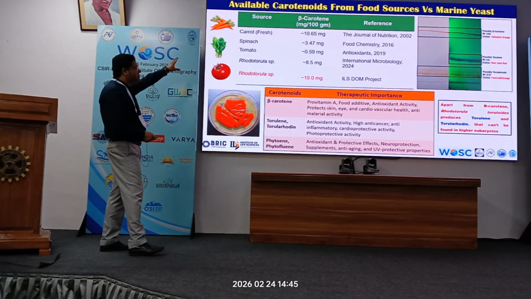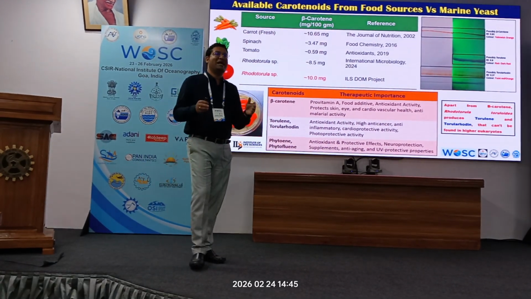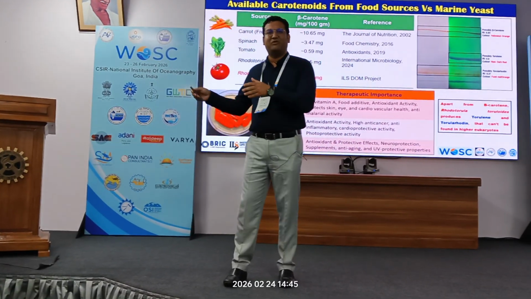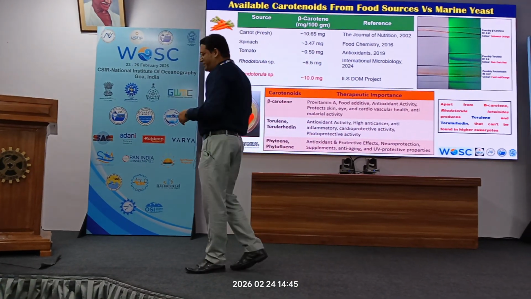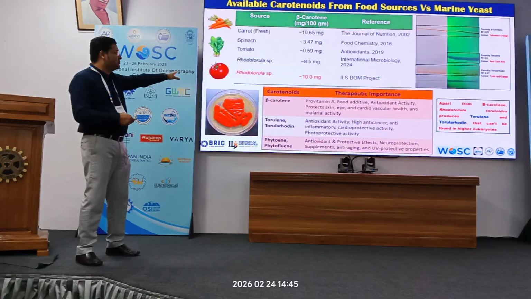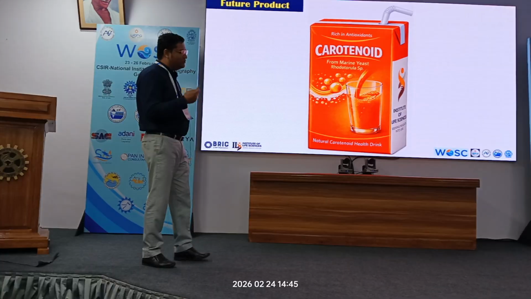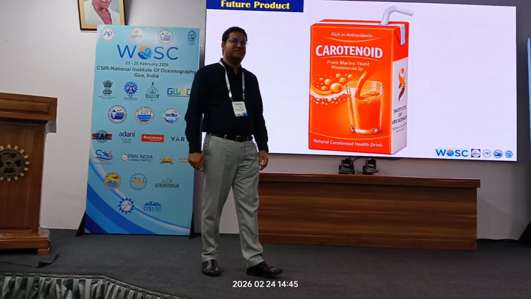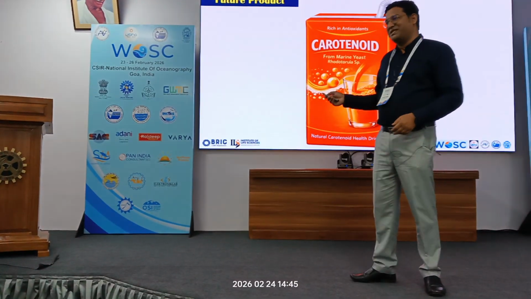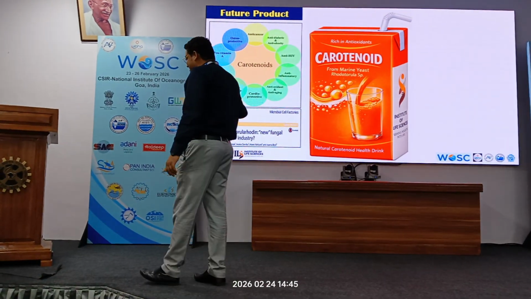Here is the interesting part: food is the limiting factor nowadays. India is the most highly populated country in the world, so we should not compete with food for these types of minerals. Carotenoids from other sources will be a help. Rhodotorula produces a similar amount of carotenoid as carrots. So it's my dream: can we produce carotenoid for human consumption not from a food source, but from marine sources? Yes, a lot of things need to be done, but these are the benefits.